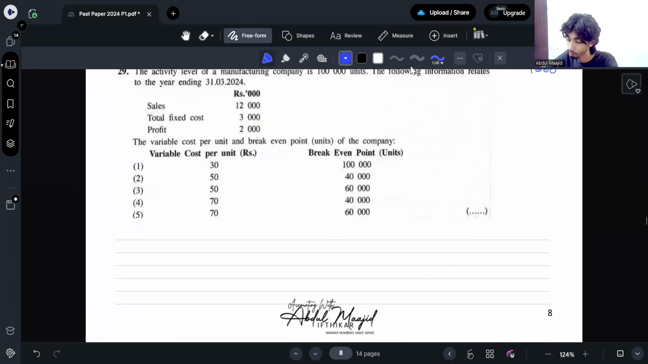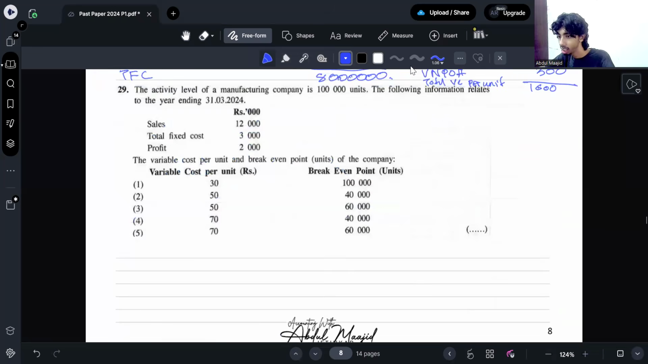Question 29. The activity level of a manufacturing company is 100,000 units. The following information relates to the year ending 31st March 2024.